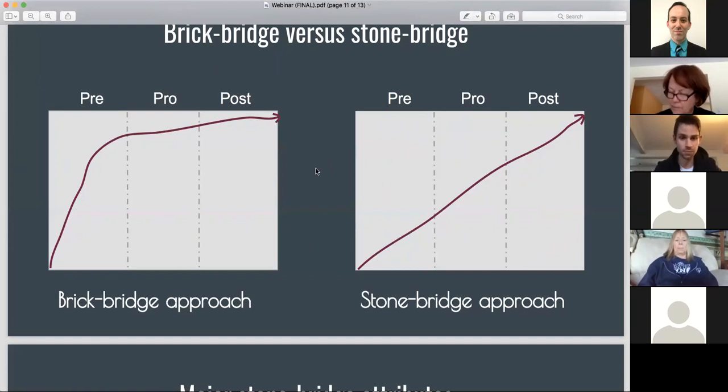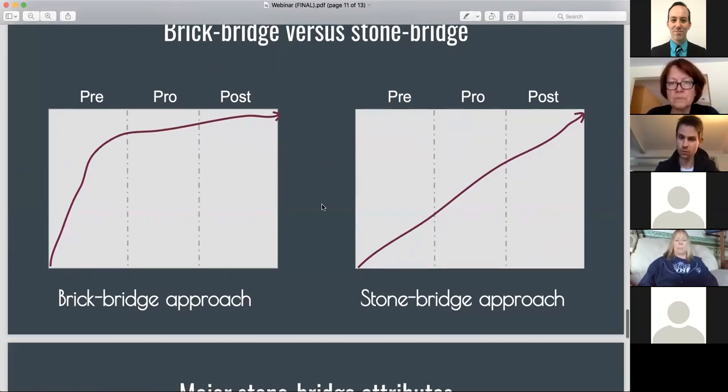And of course, the brick bridge approach very much models what's going on in the industry. Because again, time is money, right? It's all about, we have 14 hours on the set. We need these shots. Let's go get them, right? So that's why the preparation is vitally important. But do we need to apply that to youth filmmaking education all the time? I don't think so.